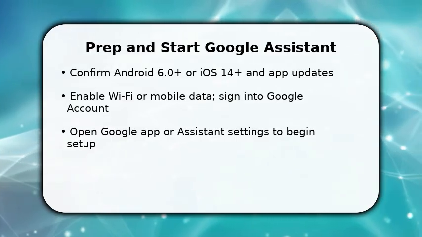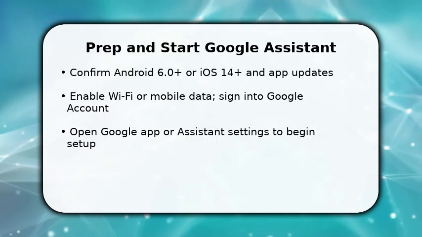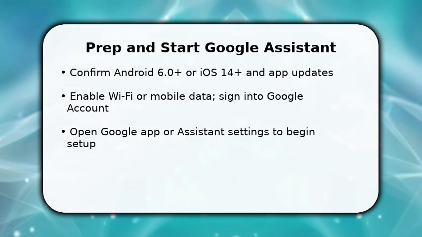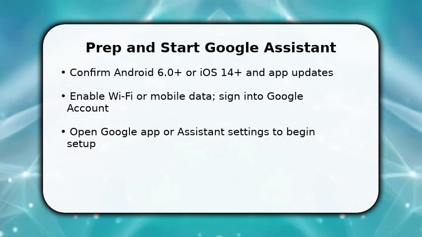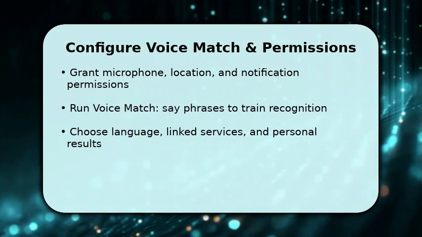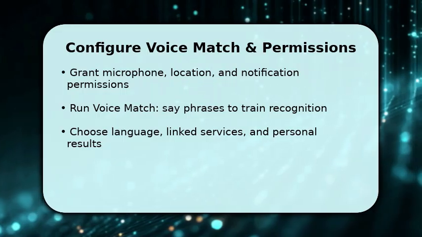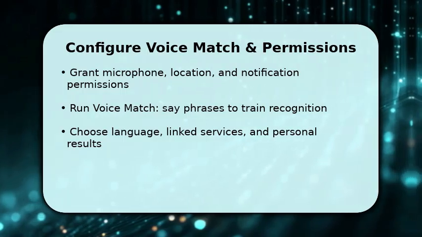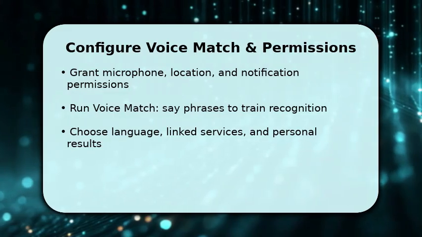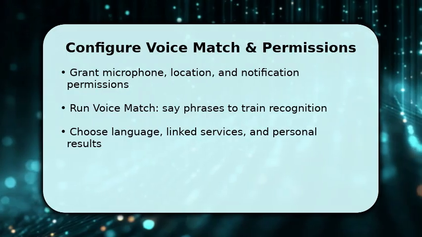You're taking these steps first, so the service can register your device and voice model before we configure hands-free activation and personalization. Next, you'll grant microphone and location permissions because the assistant needs to hear you and provide contextually relevant answers. Once permissions are set, run Voice Match so Google learns your voice. Say the training phrases clearly and naturally.